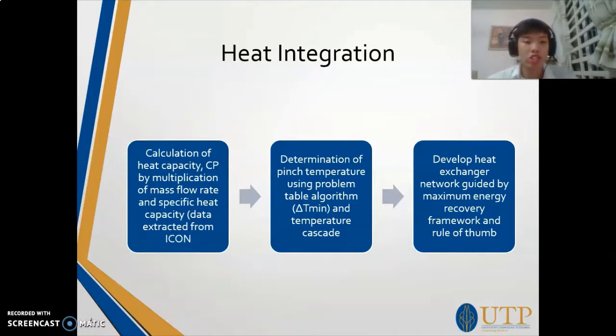So heat integration is started off with the calculation of heat capacity by multiplying the mass flow rate and specific heat capacity with the data extracted from ICON. And then the pinch temperature is determined using a table algorithm problem and the temperature cascade as well. And after that, a heat exchanger network is developed, guided by the maximum energy recovery framework, which means to reduce the utility to as low as possible, as well as following the rule of thumb.